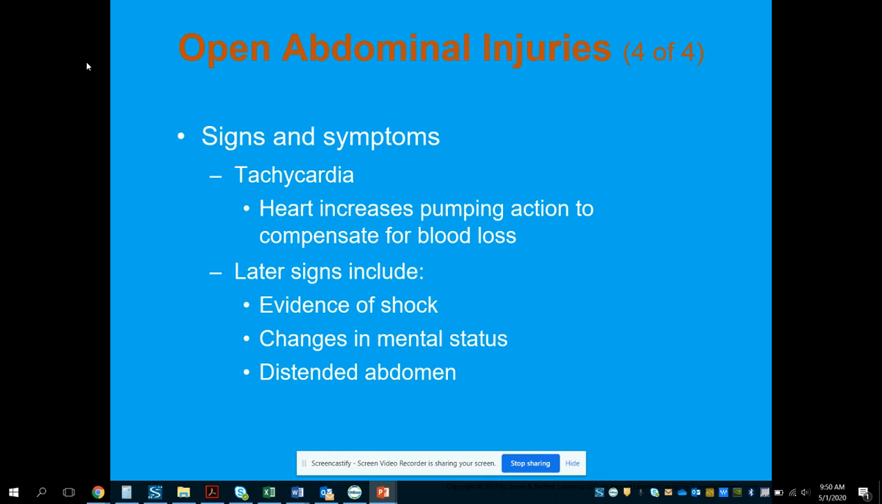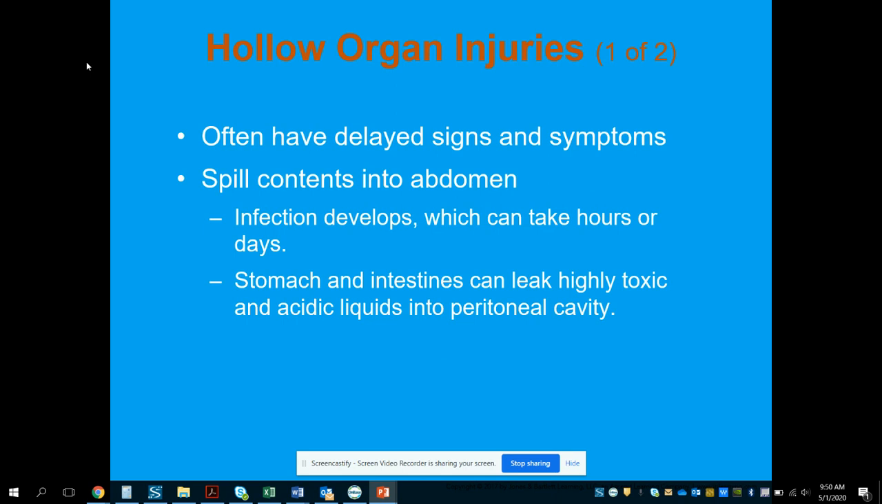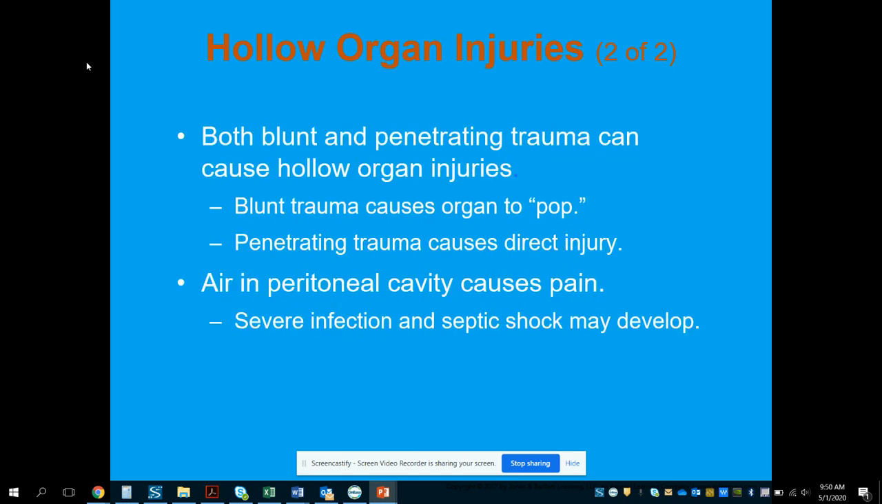Signs and symptoms from abdominal injuries are going to be like tachycardia, where the heart is trying to compensate for blood loss. Later signs would be evidence of shock, change in mental status, that drop in blood pressure, and potentially that continuation of the distended abdomen. Hollow organ injuries have delayed signs and symptoms. They're spilling those contents into the abdomen, which can cause infection and pain, but generally this takes hours or days. Those highly toxic and acidic liquids in the stomach and the intestines leaking into the peritoneal cavity can be very irritating, but you might not see those signs and symptoms immediately, like while you're on scene right after this happened.